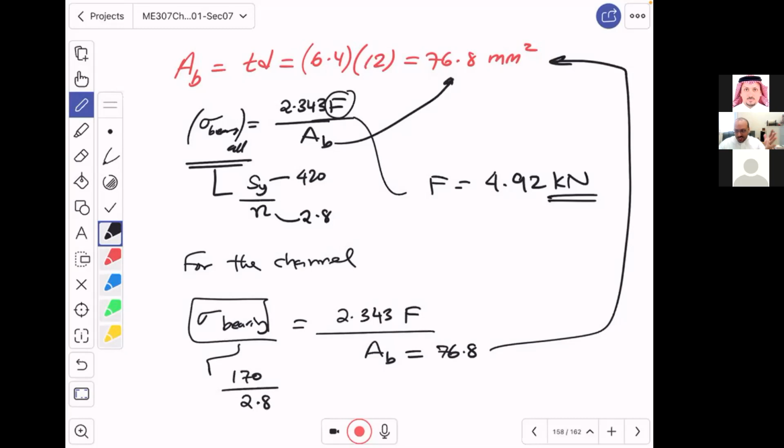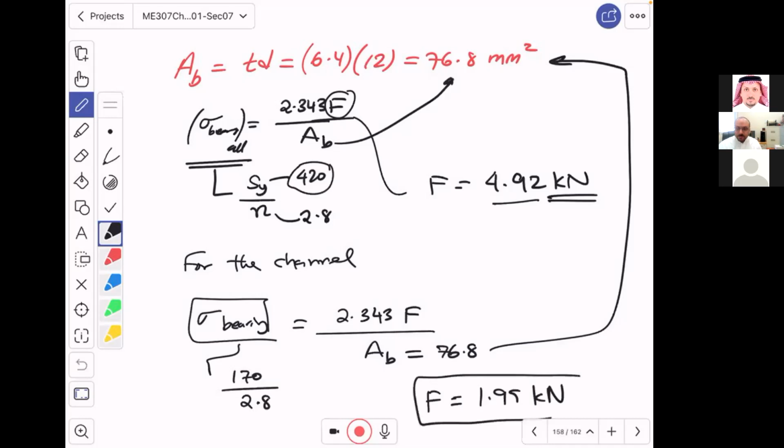Now look, definitely it will drop the load. The expectation now will be less. Why? Because I used 420 and I get 4.92. If I use 170, what is the F? F here is 1.99 kilonewton only. This is now the lowest value. The lowest value. We can't go more than 1.99.